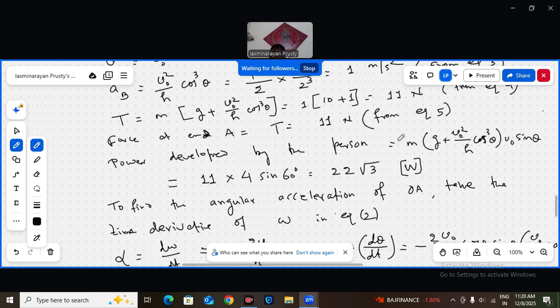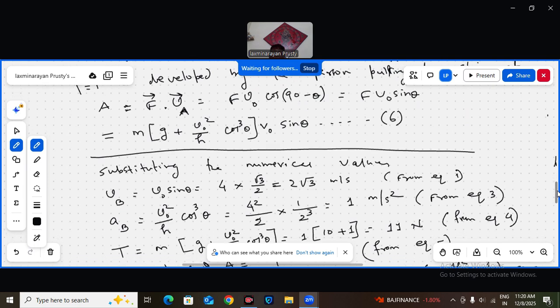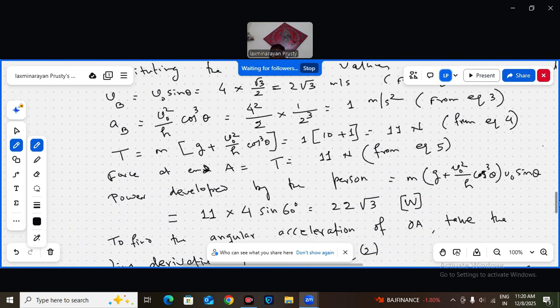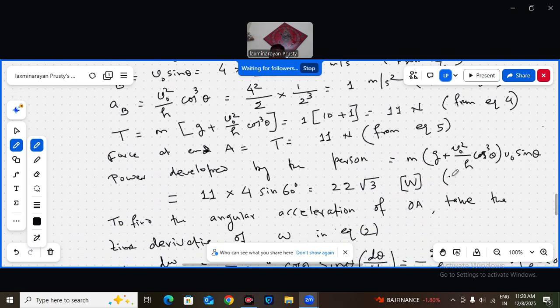Power developed by the person, the power equation I got from equation 6. Let me write this from equation 6. You substitute the values. This is 11, V naught is 4, sin theta is root 3 by 2. So it becomes 22 into root 3 watt.